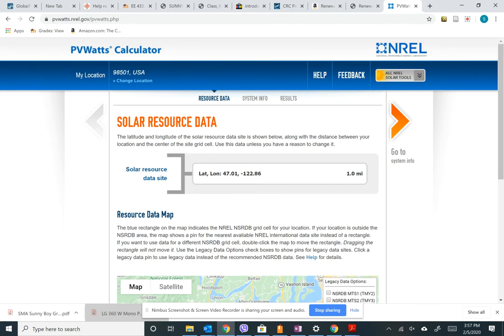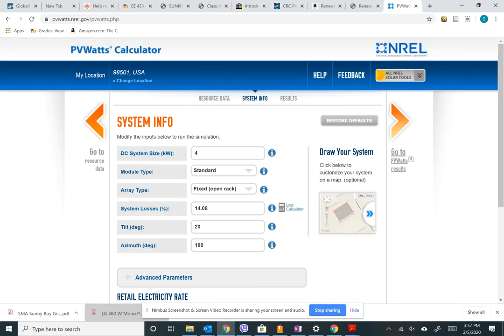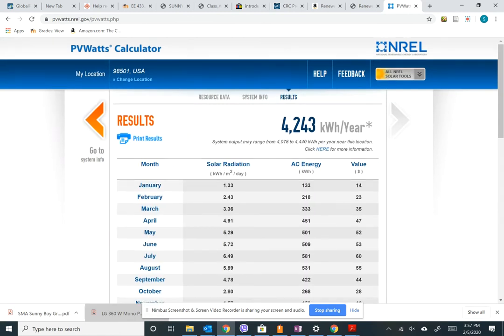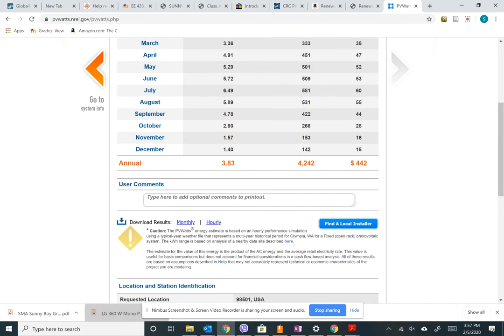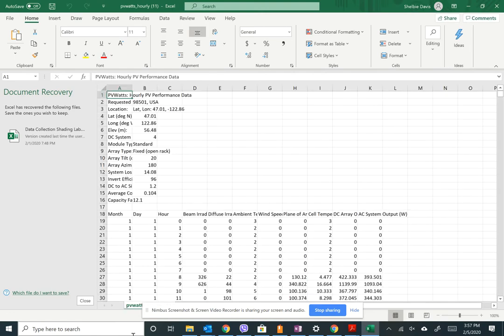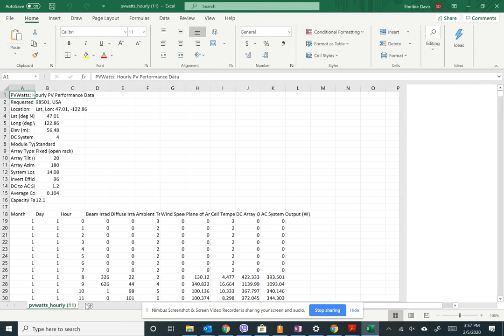98501. And I am not going to care one bit about any of this because all we care about is the temperature. Okay, so I'm just going to go simulate, and I just want to look at the hourly data. So I'm going to download that. The hourly data, the biggest file ever. Our favorite. So close that.